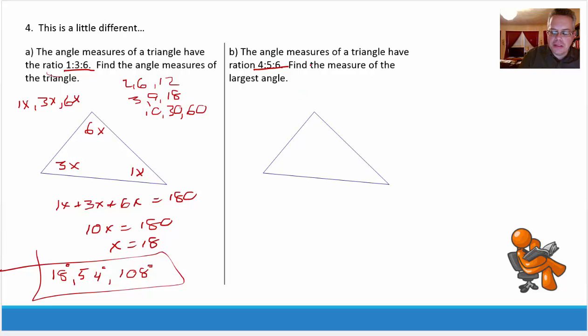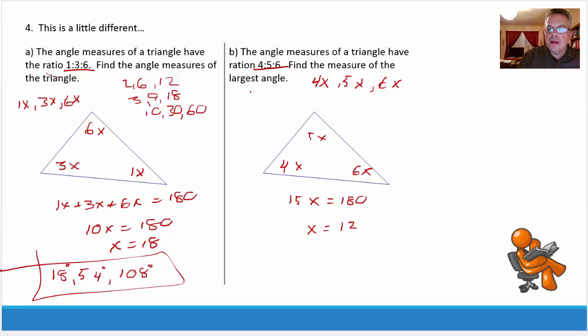These problems are easy. So here on this one, I'm going to represent my three angles as 4x, 5x, and 6x. x is a number that's multiplying all of those. And again, don't know the shape of the triangle. I'm just using it to kind of help me visualize it. So 4 plus 5 plus 6, that's 15x equals 180. So I believe x equals 12.